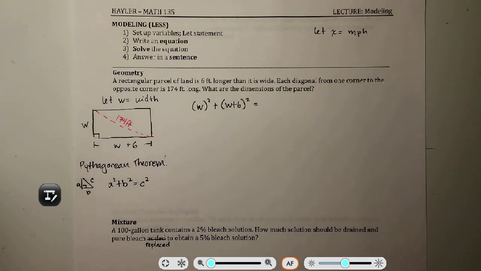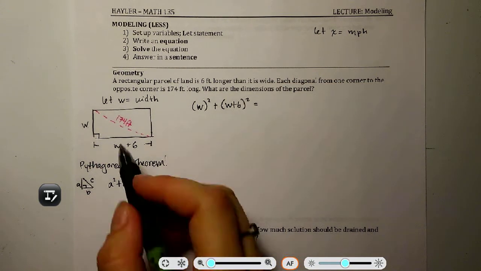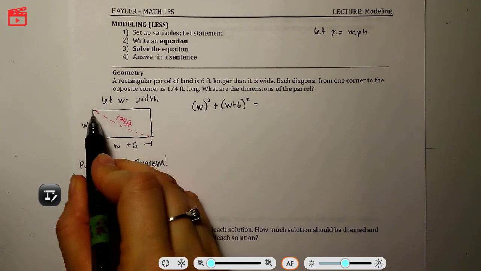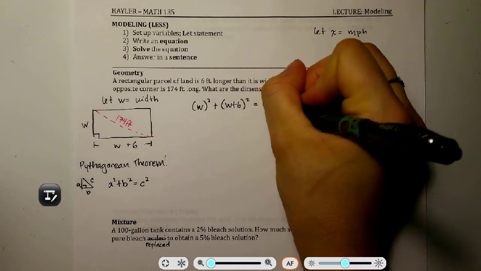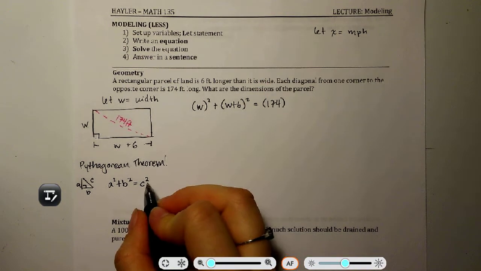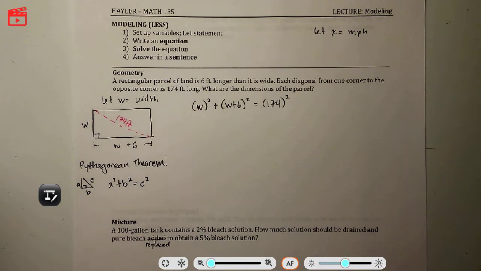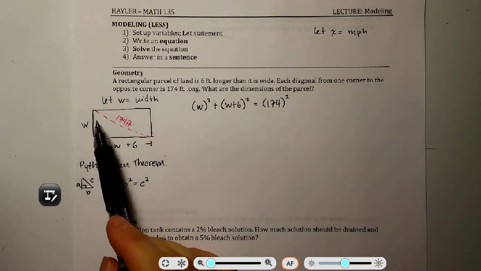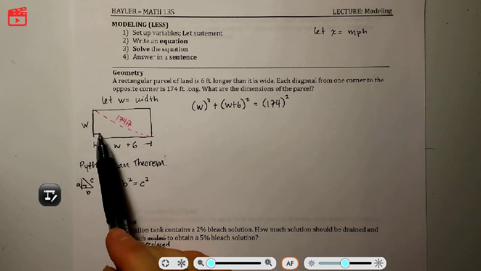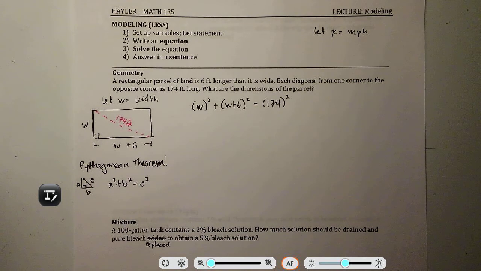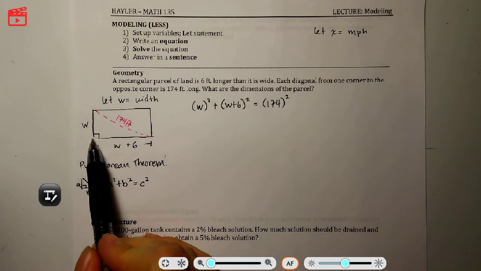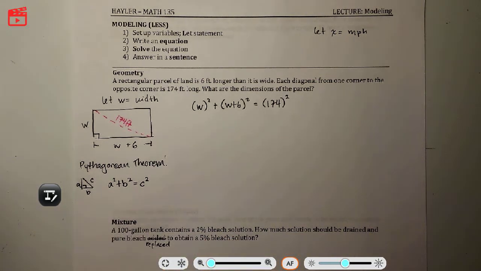So what do you think the hypotenuse is? Our hypotenuse is going to be the 174. If you got that right, give yourself a little mini high five. The 174, and remember, this value is also supposed to be squared. Okay, so there we go. We have our equation, and we got this equation because we recognized that this shape was a triangle and a right triangle. So we were able to use the Pythagorean theorem to set it up. Important to note, it needs to be a right triangle to use the Pythagorean theorem.